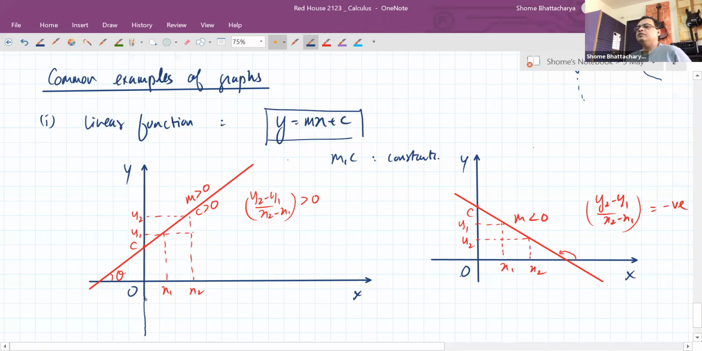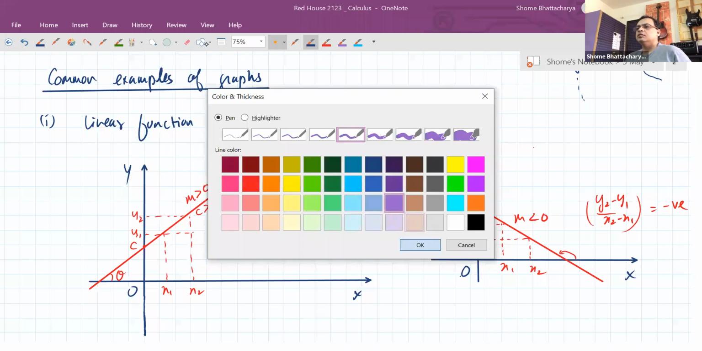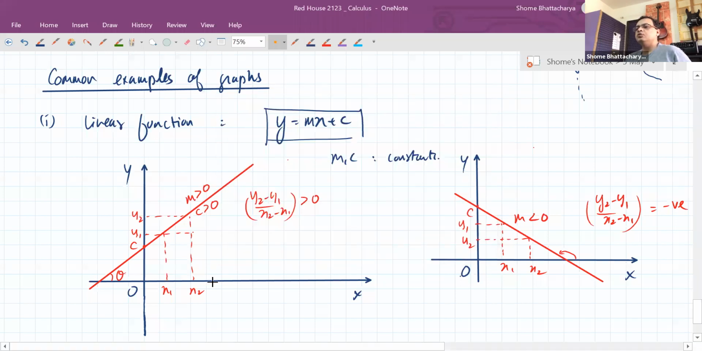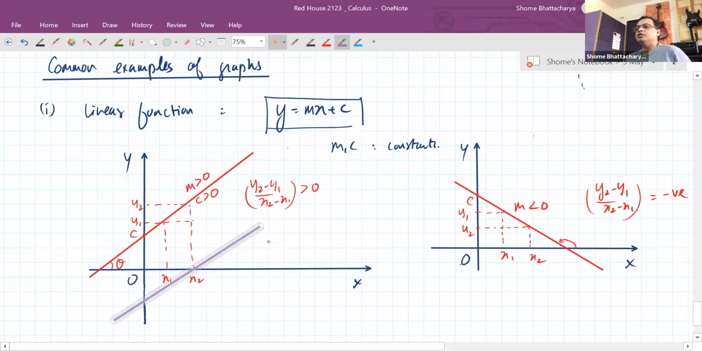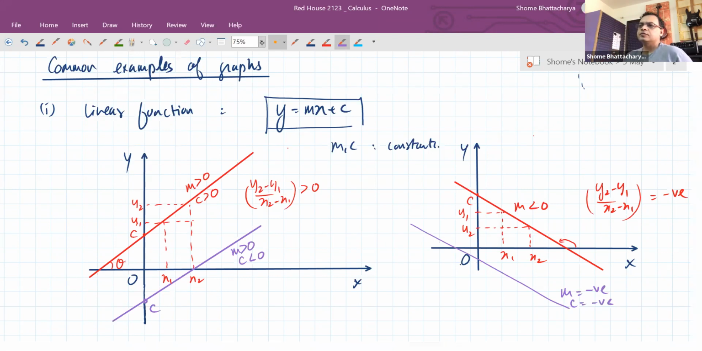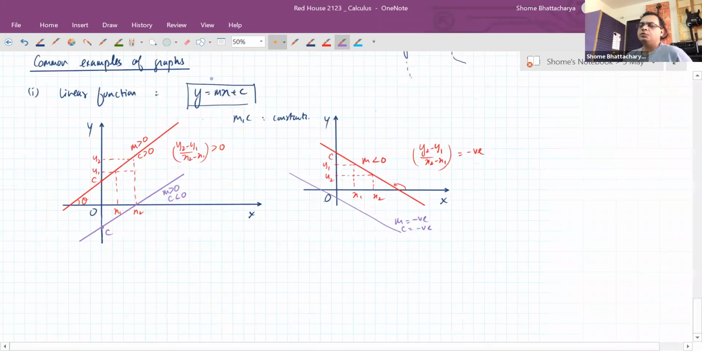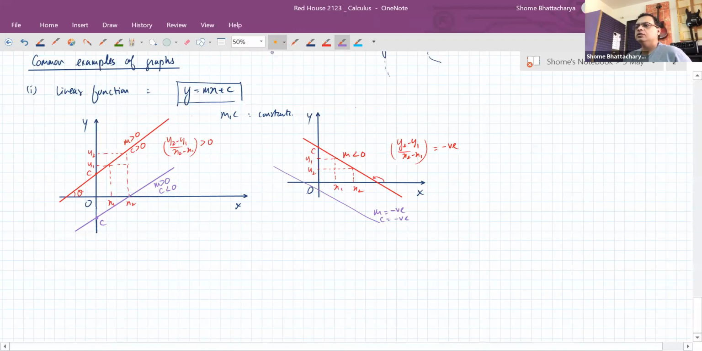Similarly, we can also have a graph where the y-intercept is negative, but the slope is positive. So that would be a graph that looks something like this. We just bring this line down over here. So it still has a positive slope, but the y-intercept is negative now, because this point, as you can see, is a negative point. And similarly, a line over here would have m negative and y-intercept also negative. So these are the various types of straight lines. Okay. Now we'll come to more about straight lines once we understand rate of change in detail also. So this is the first common type of example of graph.